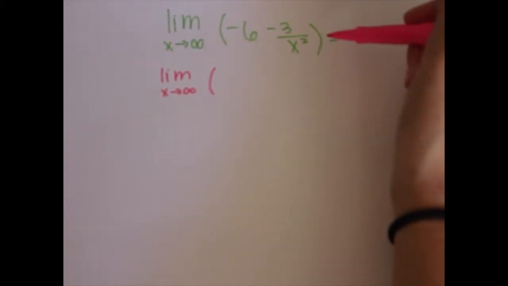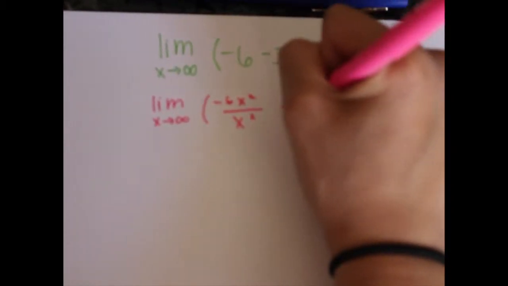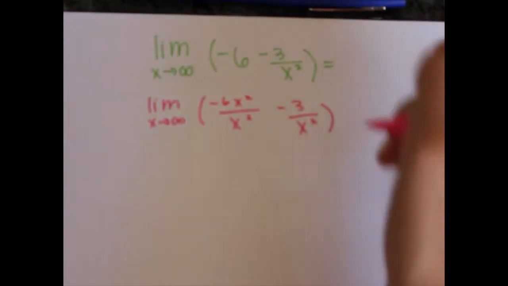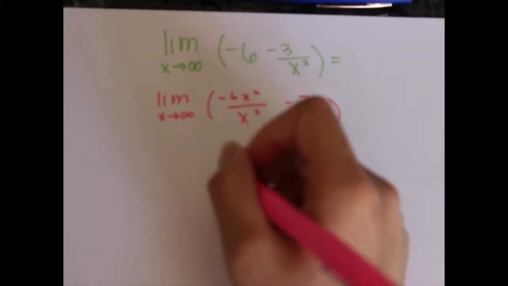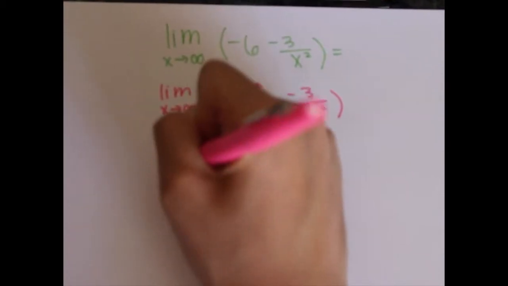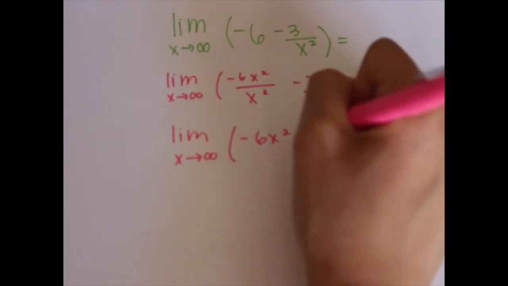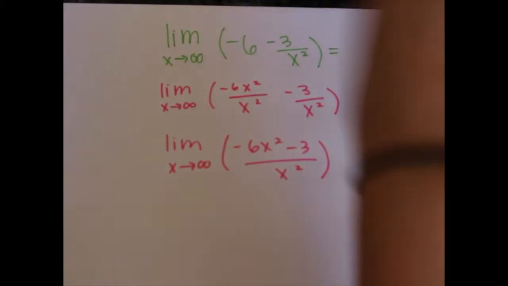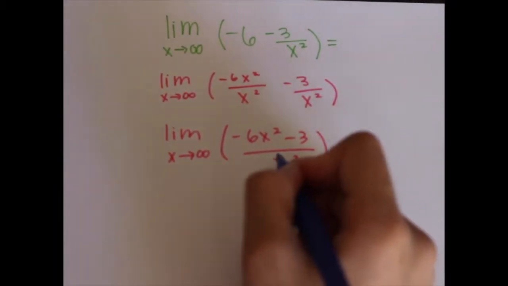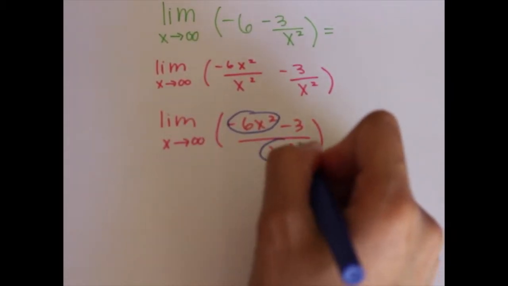In order to solve this problem, we need to get common denominators. So we'll do negative 6x squared over x squared minus 3 over x squared. Now we're going to combine like terms since we have common denominators, all over x squared. Okay, so now like we said before, we're going to look at the two numbers with the highest exponents.